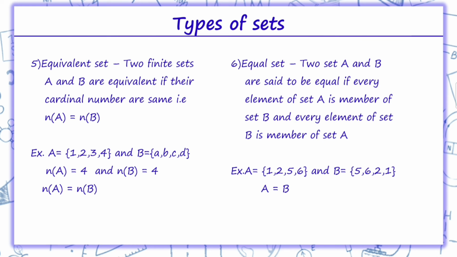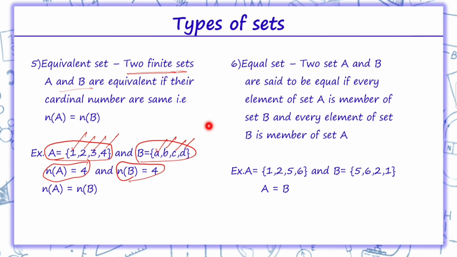Coming on to the next type, which is equivalent sets. Two finite sets are equivalent if their cardinal number is the same. Let's suppose I'm provided with a set A with elements 1, 2, 3, 4 and a set B with elements a, b, c, d. The number of elements present in set B is 4, this is the cardinal number. The number of elements present in set A is 4. When these cardinal numbers are equal, that is known as equivalent sets.